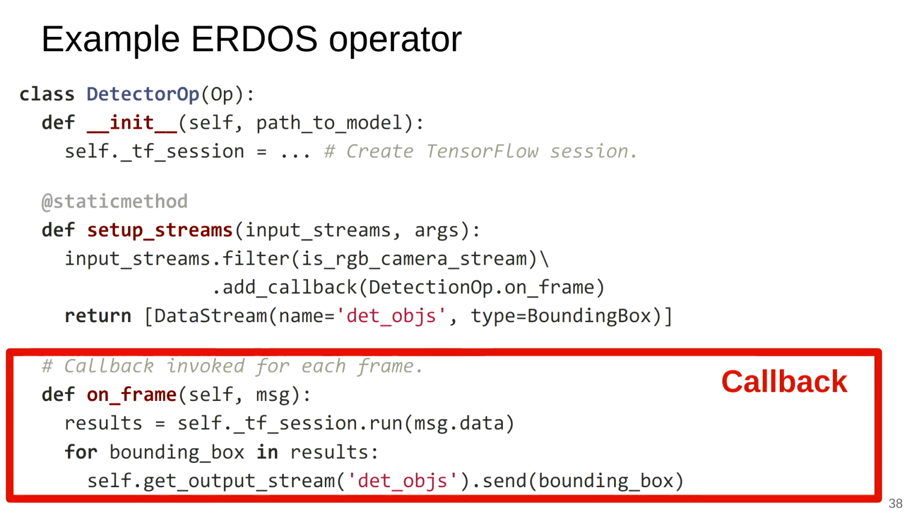And finally, the developers have to implement the callbacks. In this case, the on-frame callback is invoked for every single message, in our case, the frame. When it runs the TensorFlow session, it runs the inference, gets the bounding boxes, which it sends out on the output stream.